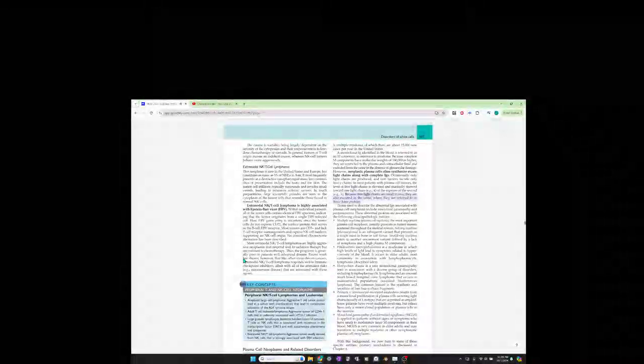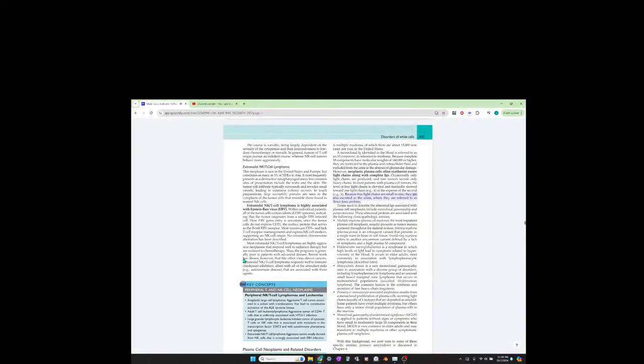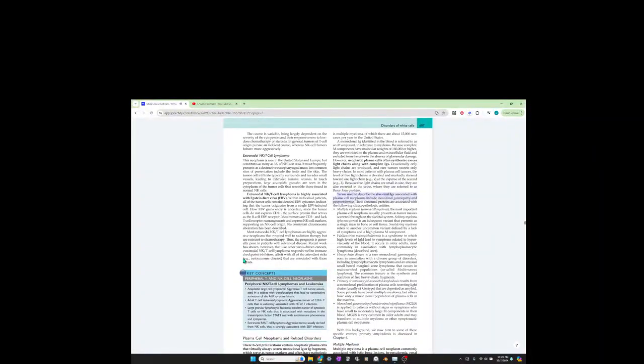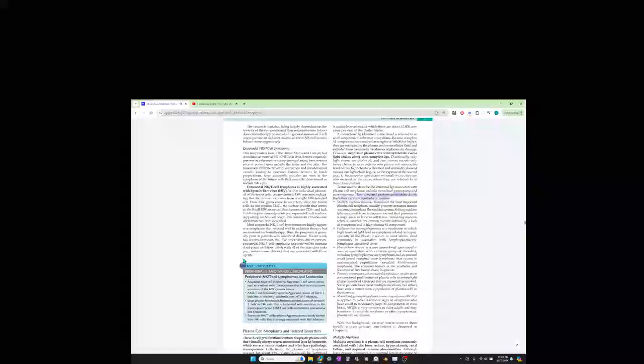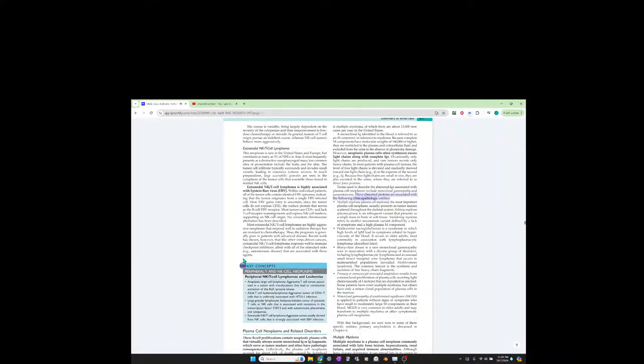In most patients with plasma cell tumors, the level of free light chains is elevated and markedly skewed toward one light chain at the expense of the second. Because free light chains are small in size, they are also excreted in the urine, where they are referred to as Bence-Jones proteins. Terms used to describe the abnormal IGs associated with plasma cell neoplasms include monoclonal gammopathy and paraproteinemia.